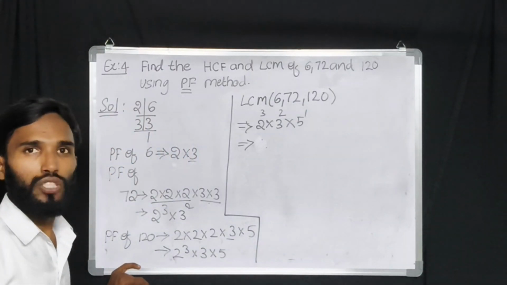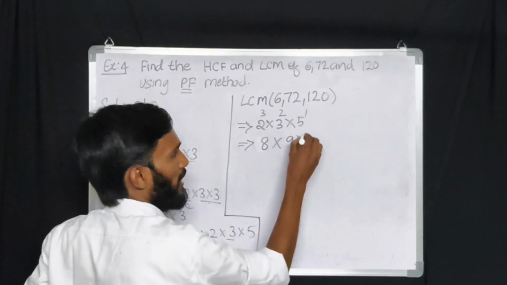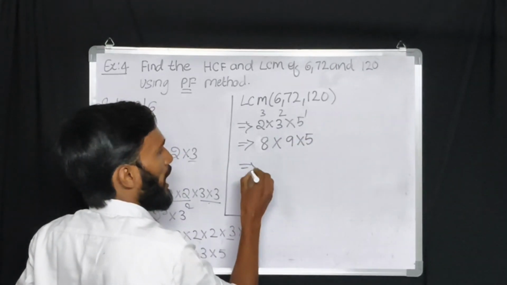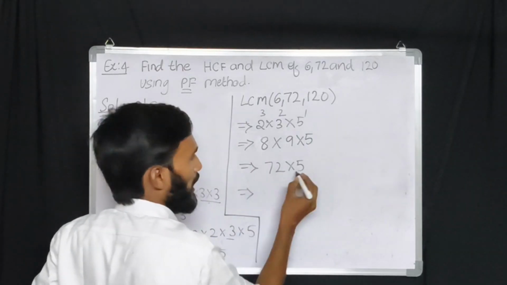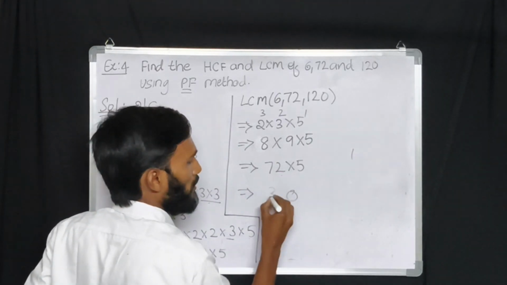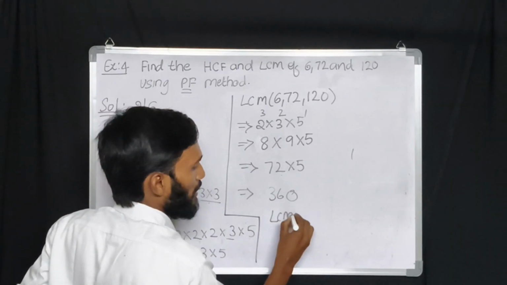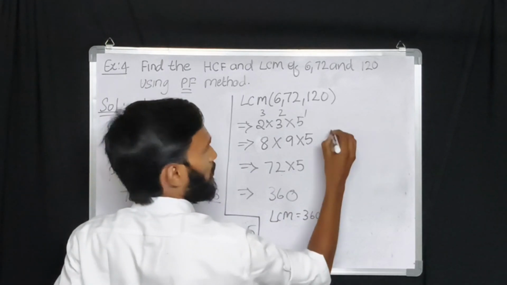2 cube means 2 twos are 4, 4 twos are 8. 3 square means 9 into 5. Now write 8 nines are 72 into 5. You all know that 5 twos are 10, 5 sevens are 35 plus 1, 36. The LCM is 36. Now, what is the HCF?